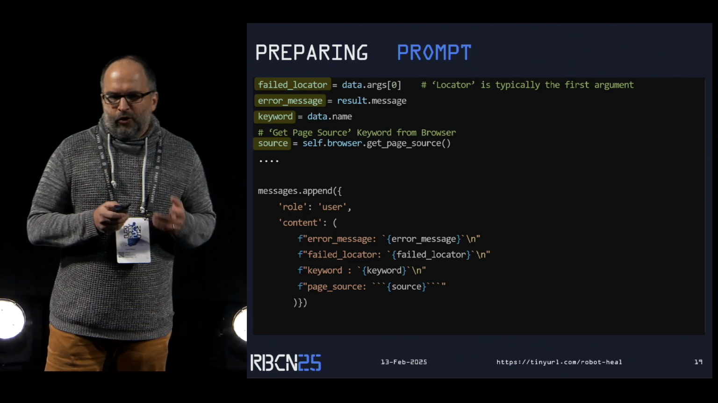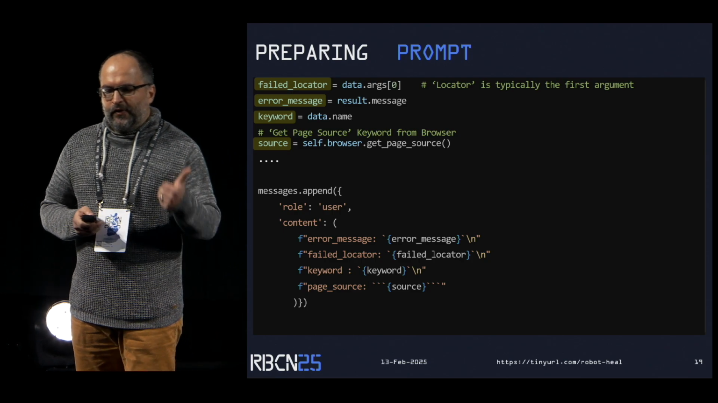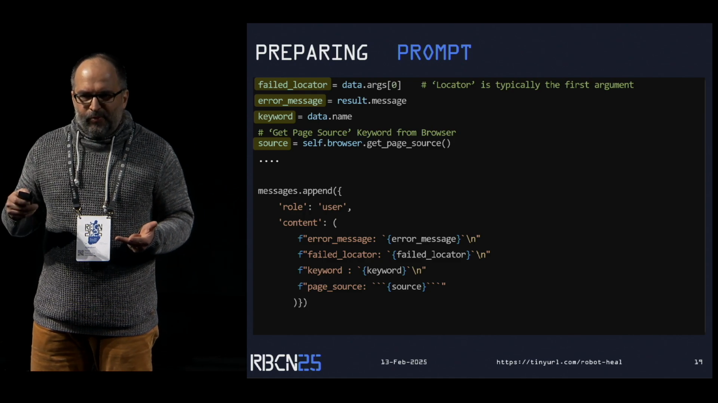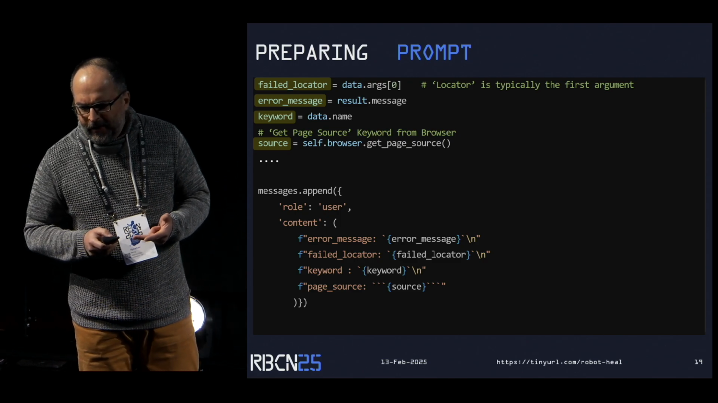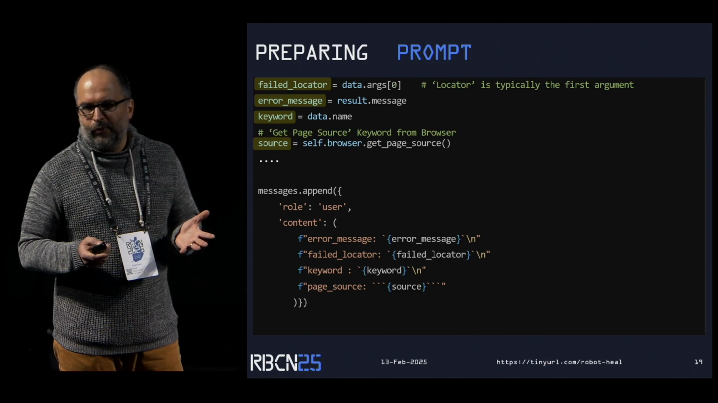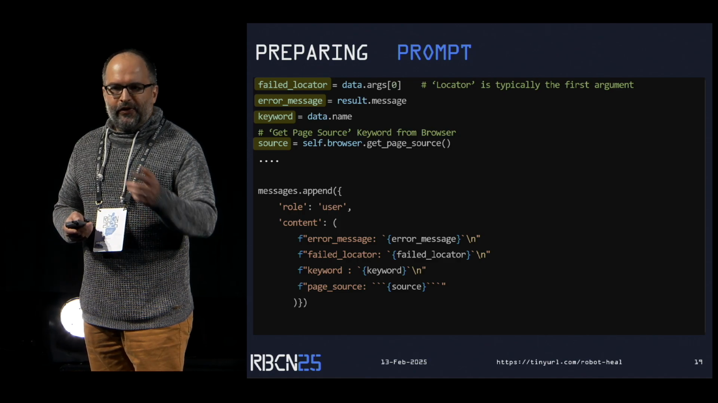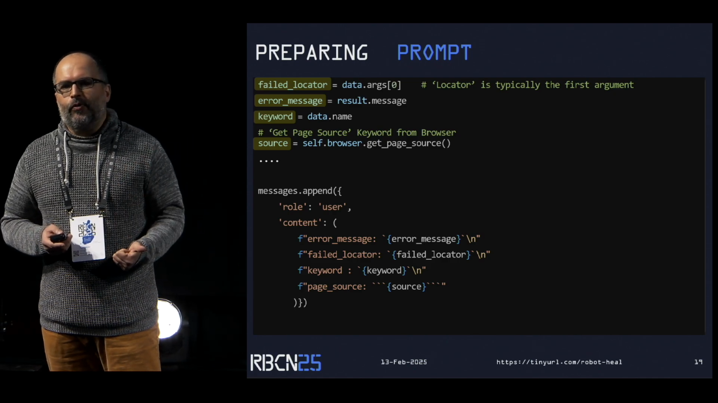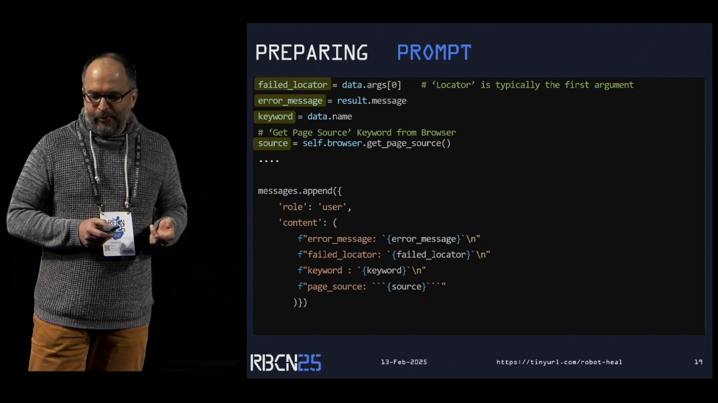Then, of course, I need to collect the information first. So I'm getting all the data like the failed locator, the error message, and the keyword. I'm getting that from the data and the result objects from the listener, so they all contain that information from the current keyword. The only tricky thing is the source code, so the DOM tree of the web page. For that, I need to call a keyword of the Browser library, in this case, Get Page Source. There are similar keywords also for Selenium or Appium, so this could be implemented differently also for Selenium and Appium.